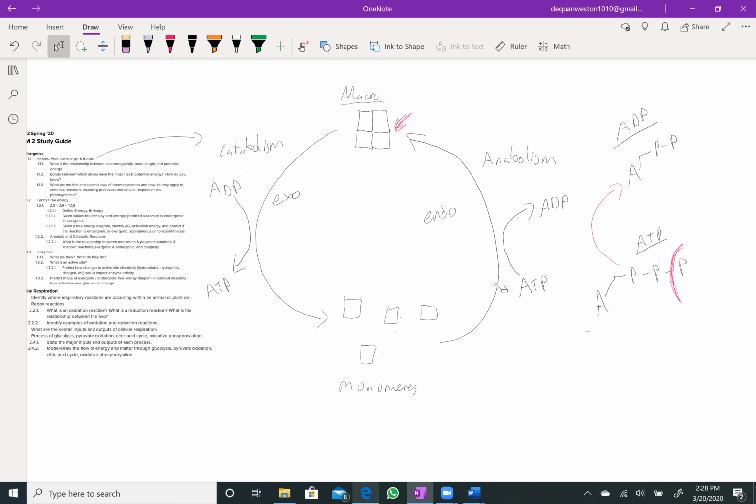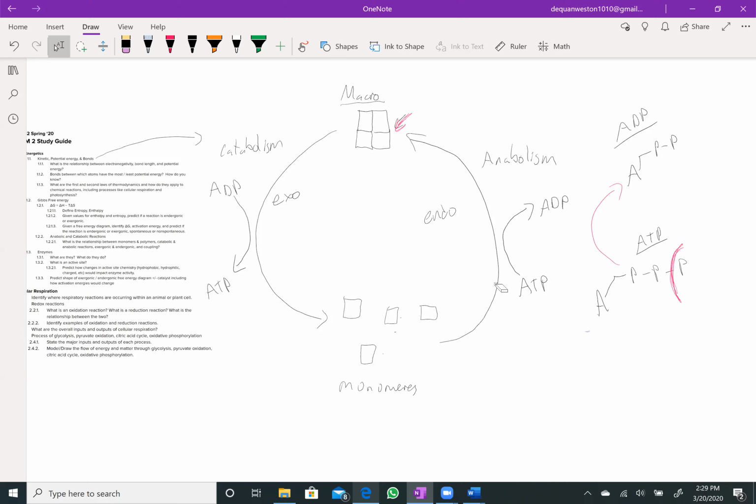So when these big bonds are broken down, the potential energy that was in those bonds is released. Think of that potential energy that's in all these bonds. When that potential energy gets released, it's enough energy to convert an ADP to an ATP, and in some cases it's enough to make multiple ATPs. And that's catabolism. Things getting broken down into their smaller units.